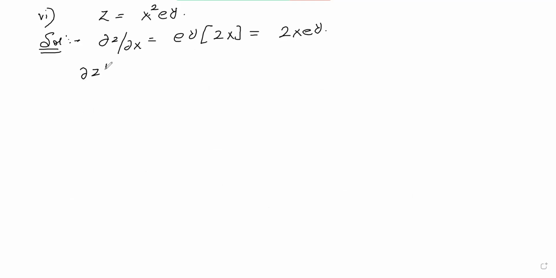And if I find out del z by del y, okay, I treat x as a constant. So x square is a constant in this case. The derivative of e to the power y is e to the power y only. So my answer is x square e to the power y.